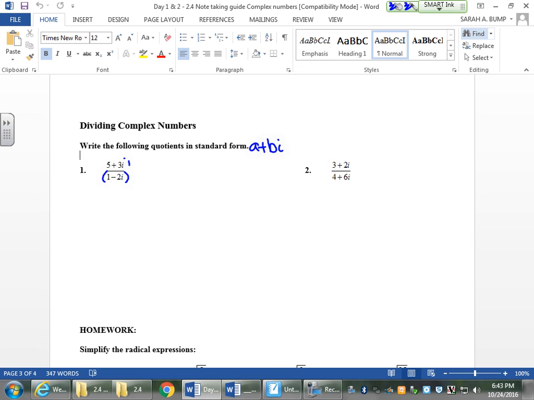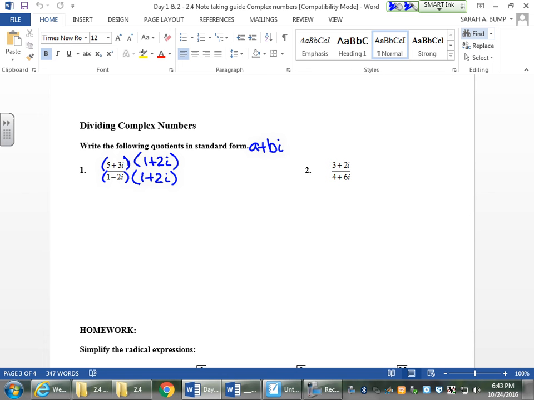So I'm going to throw parentheses around this because we're going to be multiplying. And we're going to multiply by the conjugate of just the denominator. So if the denominator is 1 minus 2i, we're going to multiply top and bottom by 1 plus 2i. You're allowed to do that as long as you do it to both, because it's really like multiplying by 1. When you multiply by 1, you're not changing the meaning of the problem.